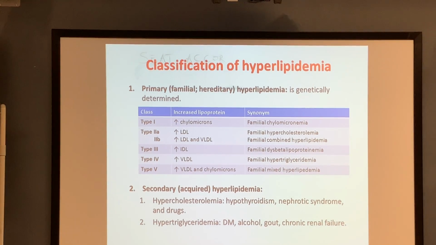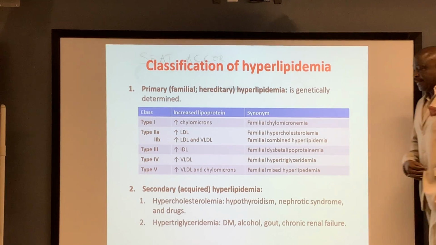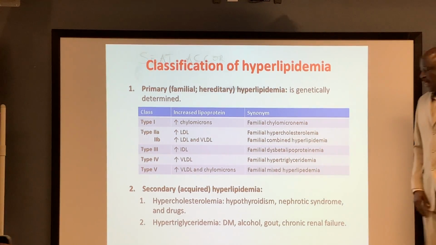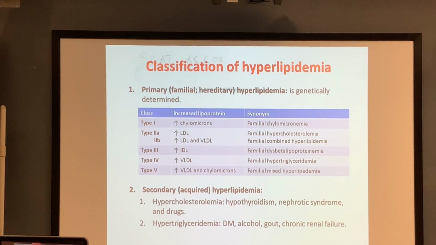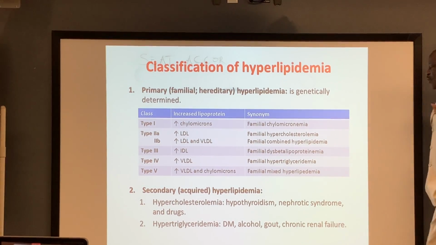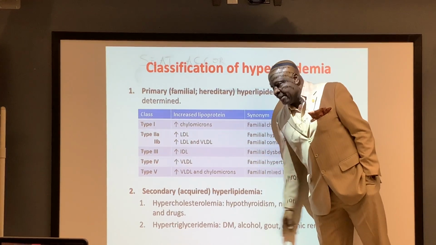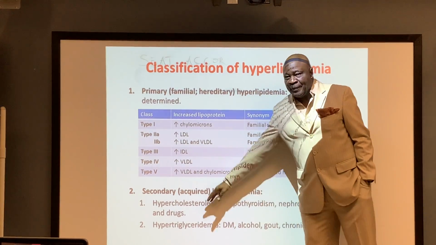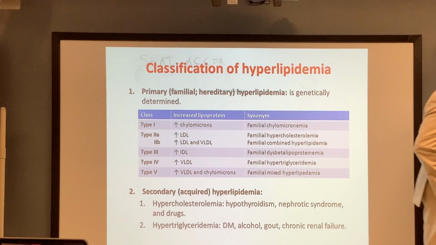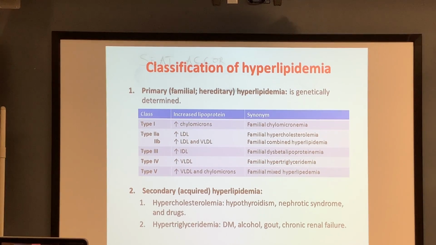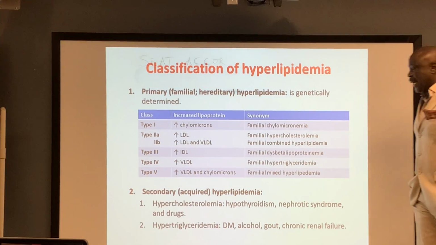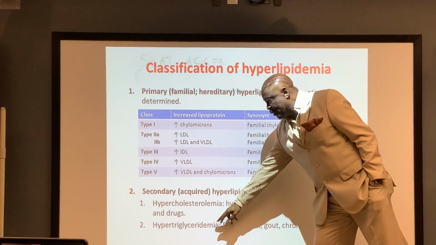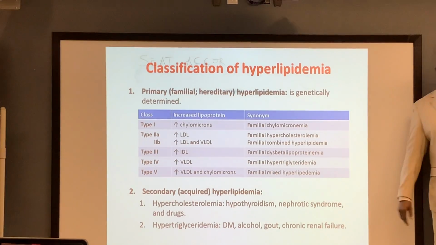Then the other one is hypertriglyceridemia. This can be caused by diabetes mellitus, that's DM. It can be caused by alcohol abuse, could result from gout, and could result from chronic renal failure. So I will ask you a question around this and say, which of these conditions can lead to secondary hyperlipidemia, and if I put hypothyroidism there, then you know that's correct. If I put diabetes mellitus, it is more related to triglycerides than to cholesterol.